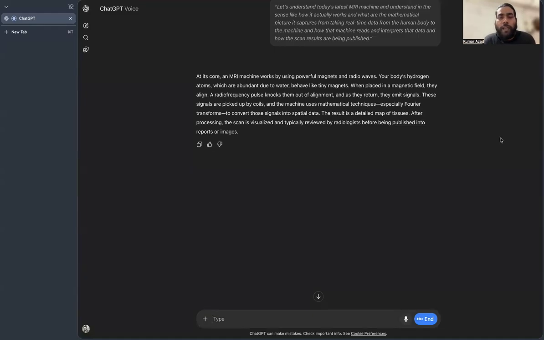So basically, MRI works by using powerful magnets and radio waves. Okay, there are two things you mentioned. Our body has an abundant amount of hydrogen atoms, due to water, and they behave like tiny magnets. When placed in a magnetic field, they align.